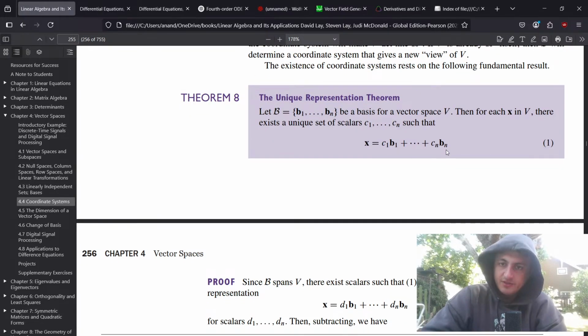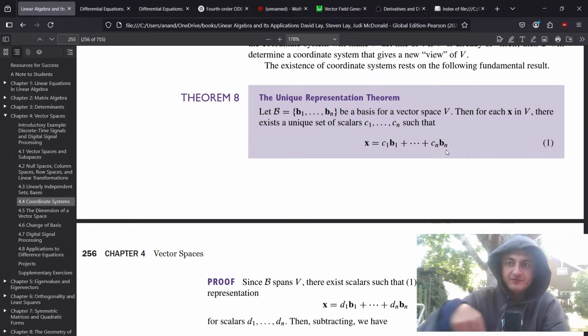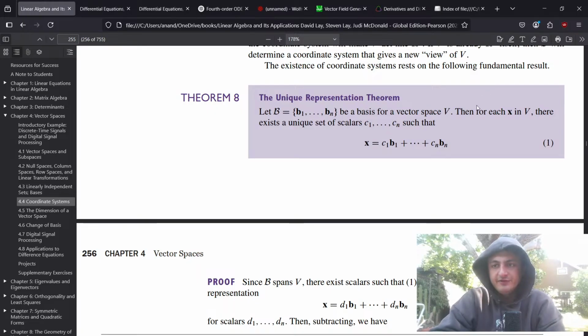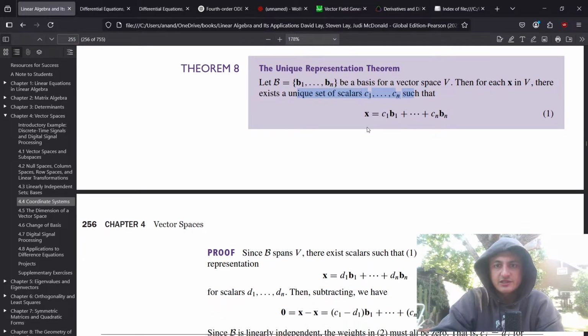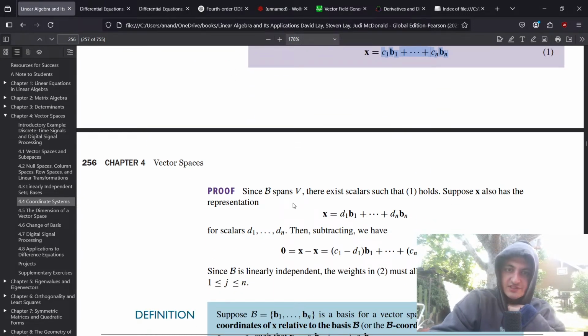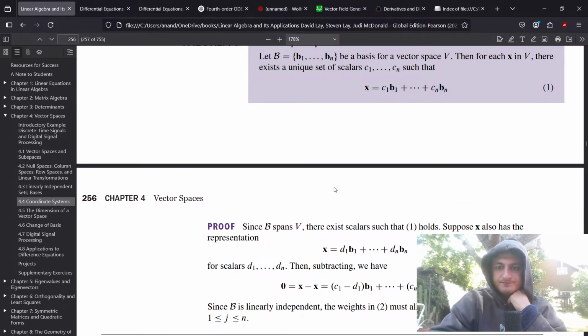Let B equal b1 to bn be a basis for a vector space V. Then for each x in V, there exists a unique set of scalars c1 to cn such that the linear combination of c and b is x. The proof is, since B spans V, there exist scalars such that one holds.